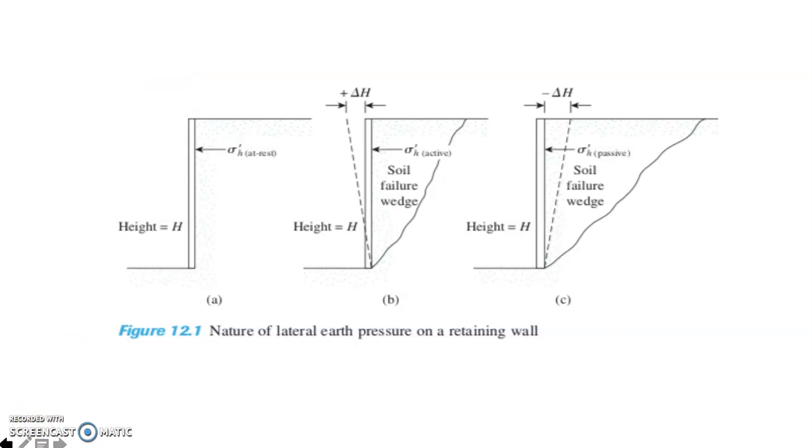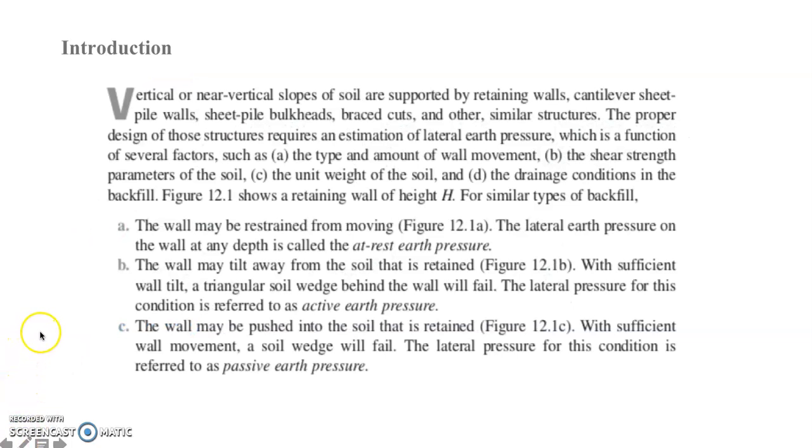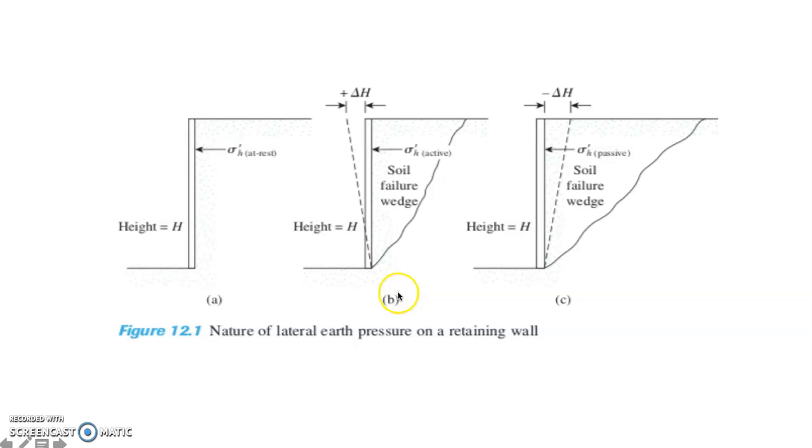The second one is the wall may tilt away from the soil that is retained. With sufficient wall tilt, a triangular soil wedge behind the wall will fail. The lateral pressure for this condition is referred to as active earth pressure. So we have here an illustration for the second nature of lateral earth pressure, which is the active lateral earth pressure.